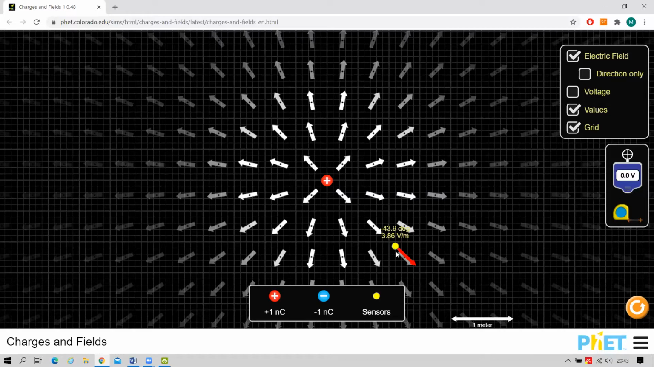Let me bring this over here. That's at a distance of 2 squares. 2 squares is 1 meter, so it's 1 meter away from the source. 1 meter away from the source, the sensor reads 8.94 volts per meter. But is it true? You can check this in fact.